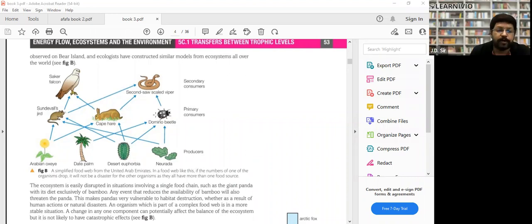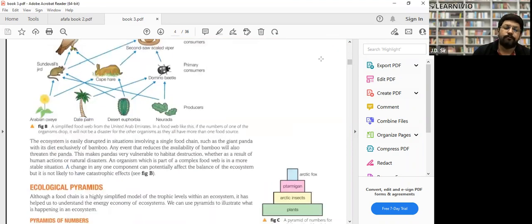Now, what is a food web? When multiple food chains overlap each other, it becomes a food web. When food chains become complex, it becomes a food web. So the complexity of the food web will decide the stability of any ecosystem. If you want, you can note down this statement.